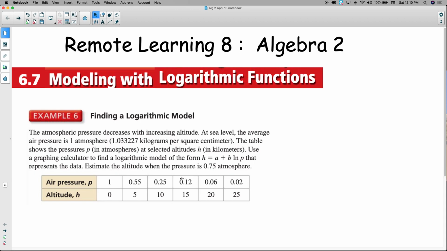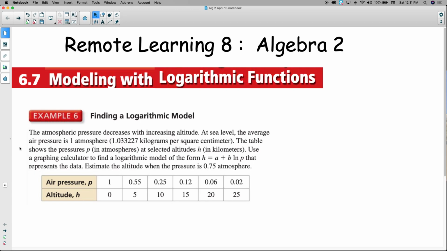So here we go. The atmospheric pressure decreases with increase in altitude, so-called thin air. As you rise in altitude, the atmospheric pressure decreases. At sea level, the average air pressure is 1 atmosphere. That is just like a way of setting the scale, so to speak, right? So since we live near sea level, we're like, okay, we're going to call that 1 atmosphere.